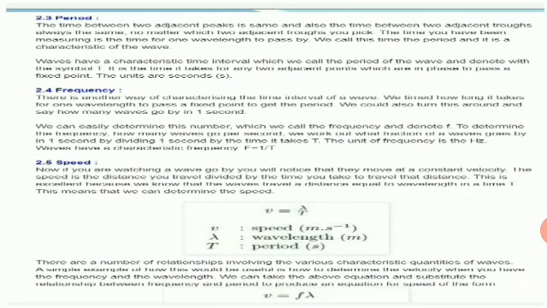So there is a relation between your speed and your lambda. Speed is directly proportional to the wavelength and inversely proportional to the time. If I expand this, velocity v is equal to lambda into 1 by t, and 1 by t is your frequency. So the velocity is also equal to frequency into lambda.